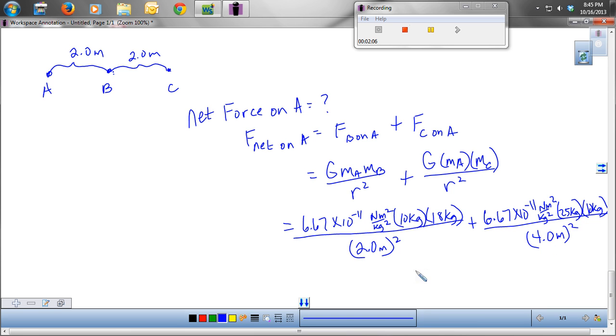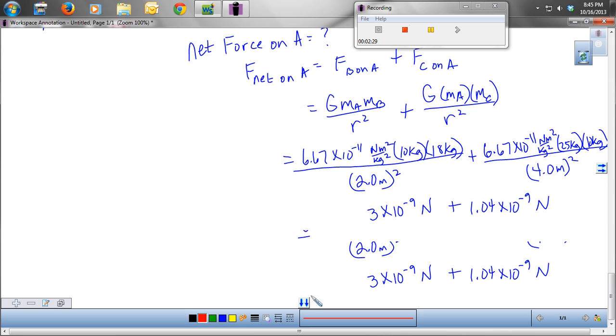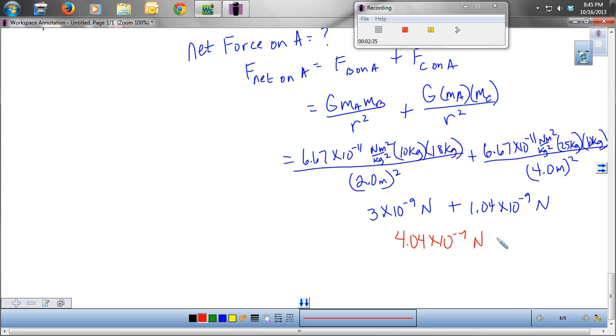So I did the math, and this one I got 3 times 10 to the minus 9 newtons. And over here I got 1.04 times 10 to the minus 9. Now I added them because B is pulling A in that direction and C is pulling A in that direction, so they're both to the right. When I added them, I got 4.04 times 10 to the minus 9 newtons to the right.